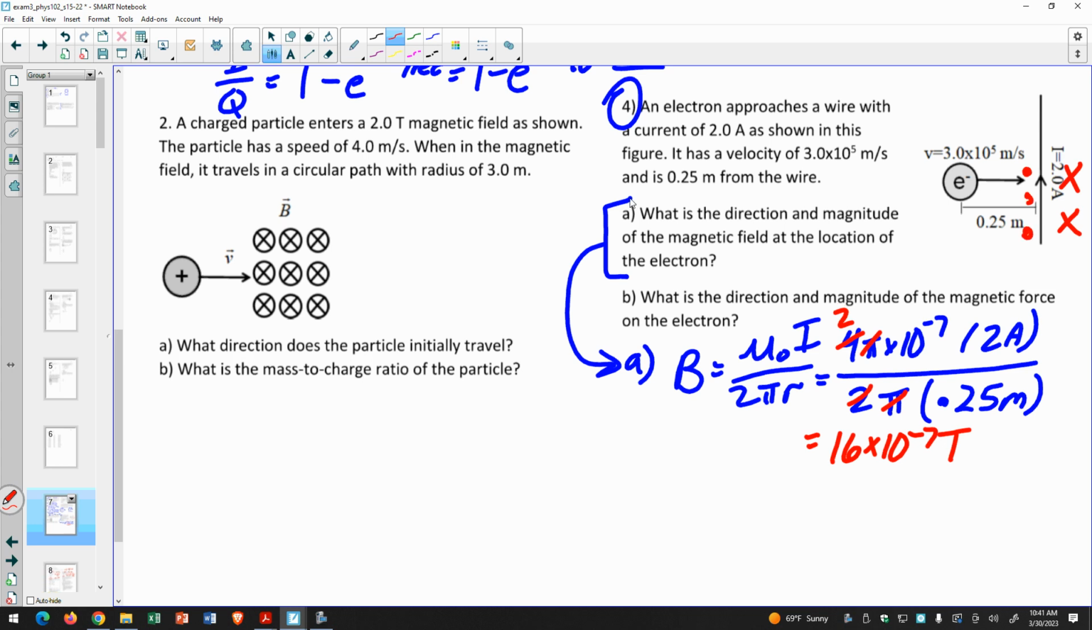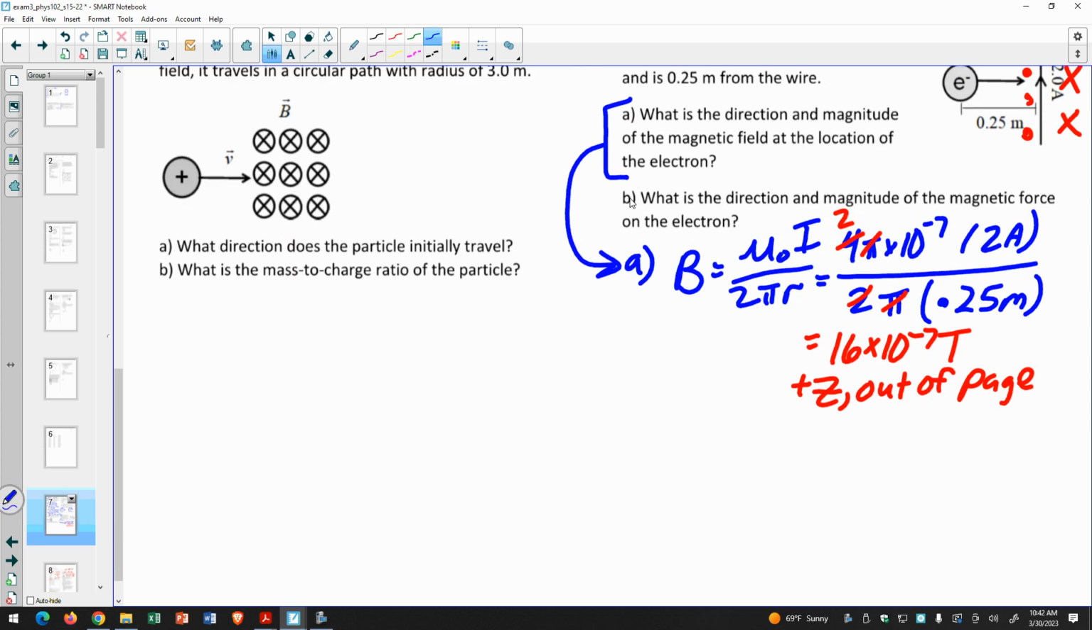So at the place of the electron, it's going to be in the plus z direction, or out of page. I would take either of those. Plus z or out of page. So that would be the first part. You'll have a question like that. It'll be different numbers, different configuration, different charge maybe. Notice here that the electron being negative doesn't matter, right? That doesn't affect the magnetic field that's produced by that wire. But it does affect the force.